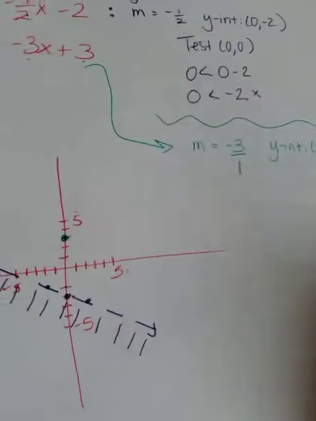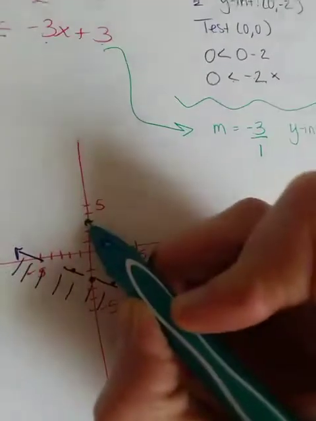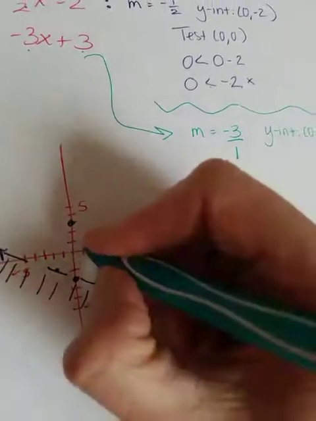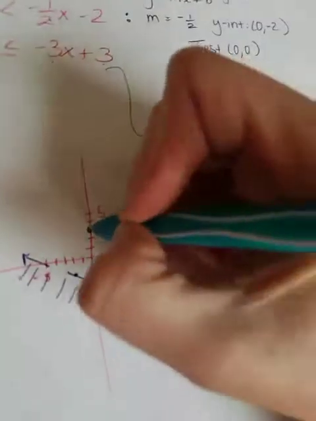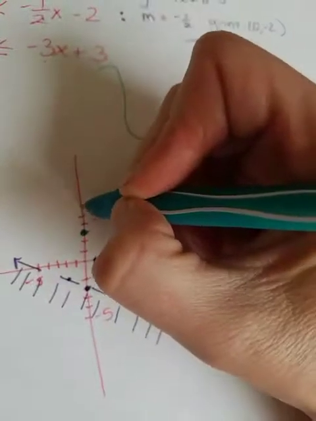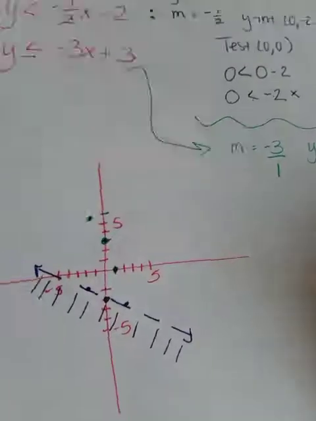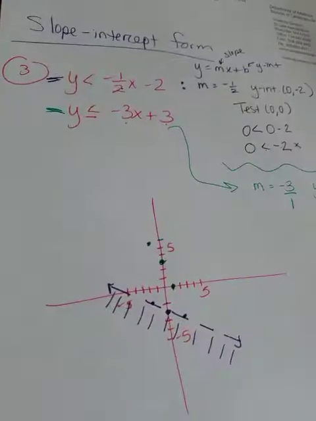So I start by plotting the point (0, 3). My slope is -3. For those of you who need to do it, you can write that over 1. So that means from my y-intercept, I can go down 3, 1, 2, 3, and to the right 1. Or I can go up 3, 1, 2, 3, and to the left 1. This line is going to be solid because it's equal to.